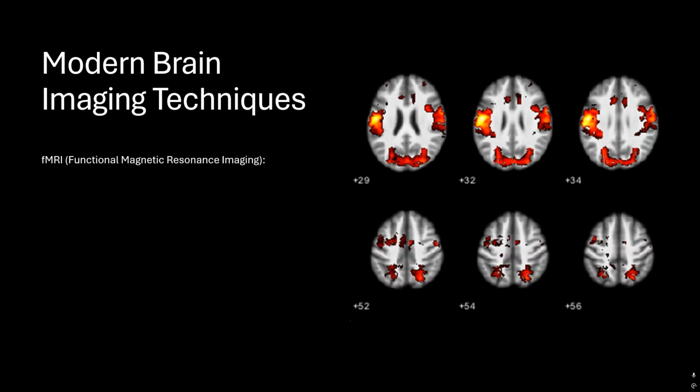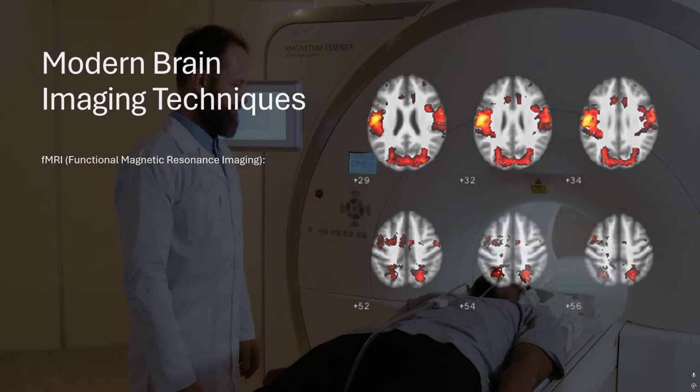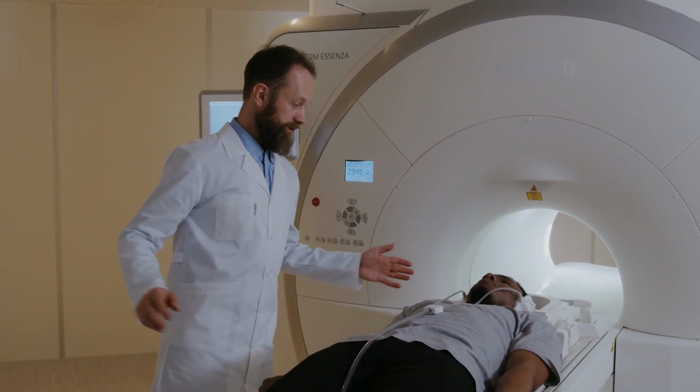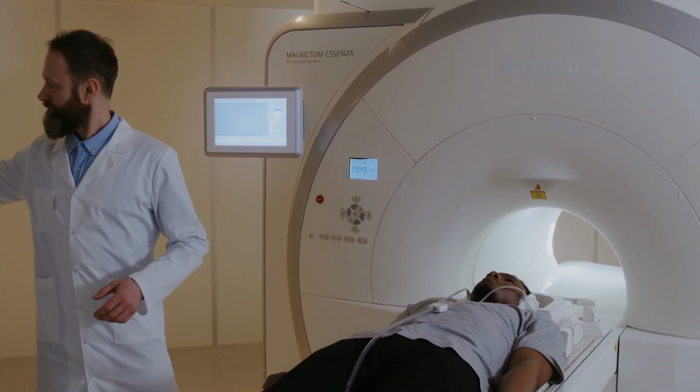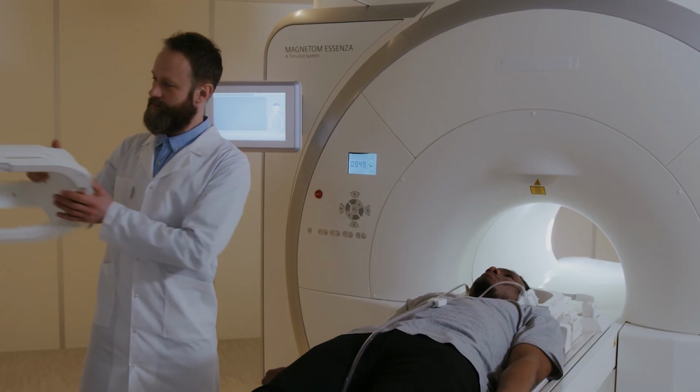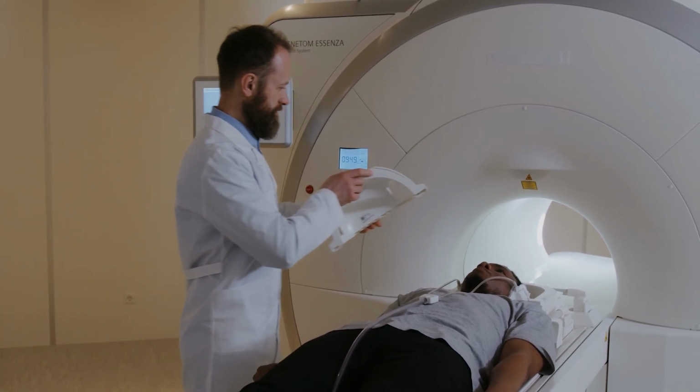Here we have a functional magnetic resonance imaging scan image, or an fMRI. And this detects changes in blood flow to show active brain regions. So by seeing what is highlighted, we can see which areas of the brain are active. The strengths of this method is that it has high spatial resolution and is non-invasive.